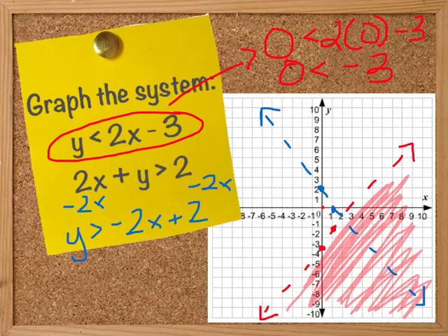And we're going to test out 0, 0 to see what happens. Is 0 greater than negative 2 times 0 plus 2? Negative 2 times 0 is 0, so is 0 greater than 2? No, that is not a true statement. So again, I'm going to graph on the other side of the line.